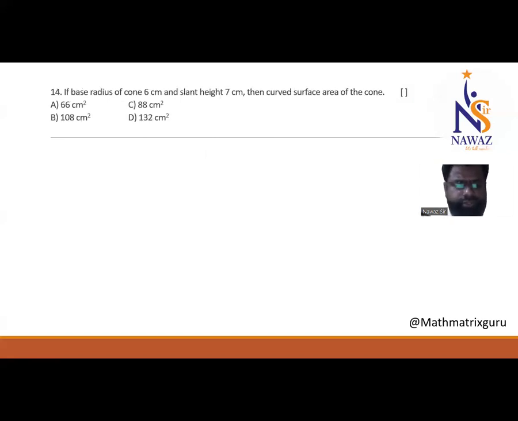Next question. Next question is, if the base radius of a cone is 6 centimeter and the slant height is 7 centimeter, then the curved surface area of the cone is.